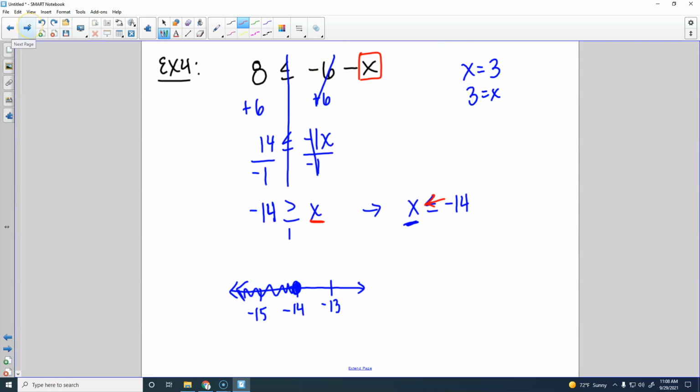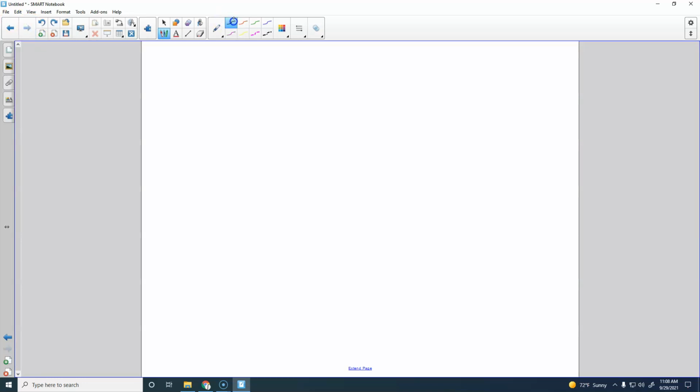Let's do a couple more, and I'm going to let you guys work on your assignment. So we got example 5. Let's do negative 3 is greater than 4 plus x over 2.